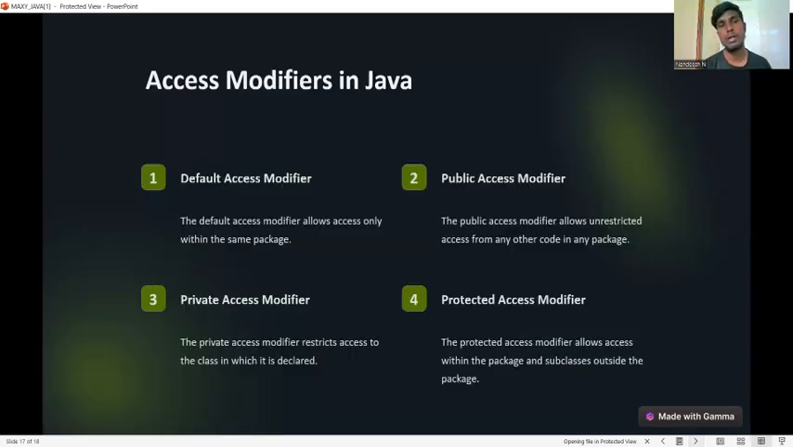Access modifiers in Java: default access modifier, public access modifier, private access modifier, and protected access modifier. The default access modifier allows access only within the same package, and the private access modifier restricts access to the class in which it is declared. The public access modifier allows unrestricted access from any other code in any package, and the protected access modifier allows access within the package and subclasses outside the package.